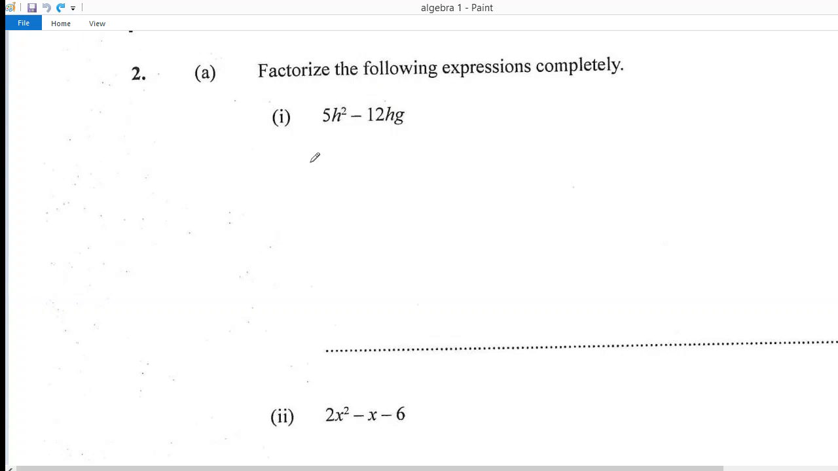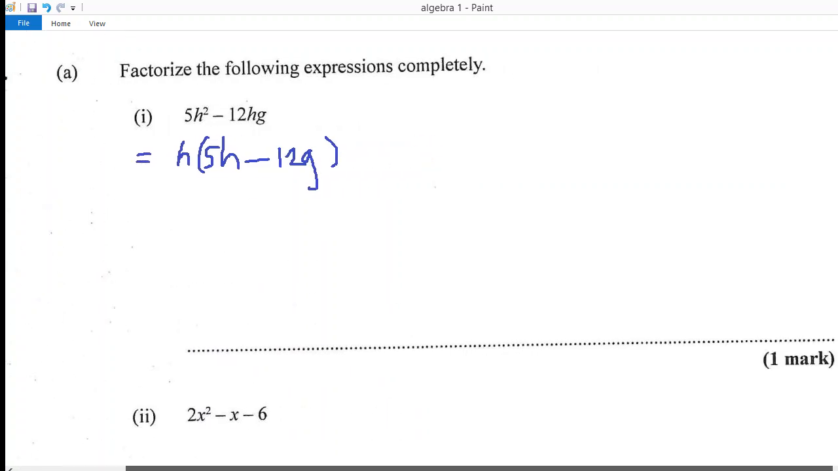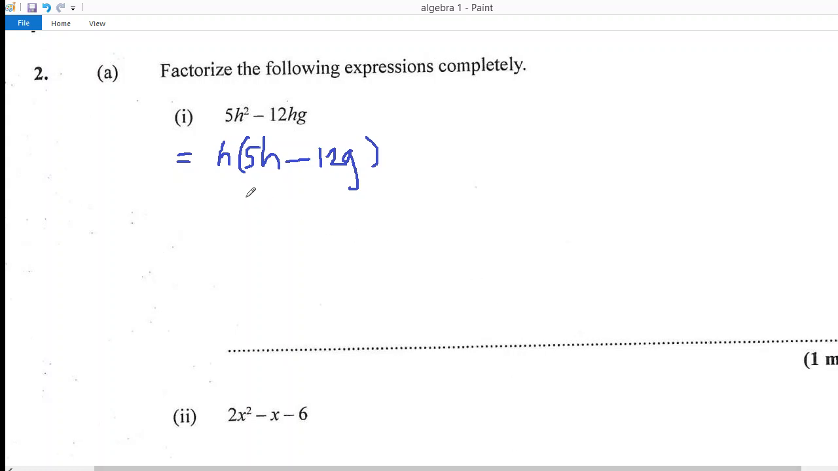So we look at what they have in common. Both of them have h as the highest common factor. h into 5h squared will give 5h. Subtract h into 12hg will give 12g. This is worth 1 mark. So this is our answer. We can check our answer by multiplying back. So h multiplied by 5h will give 5h squared. h multiplied by 12g will give 12hg, with the subtraction sign in the middle. So this answer is correct.